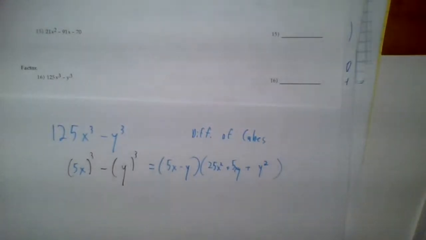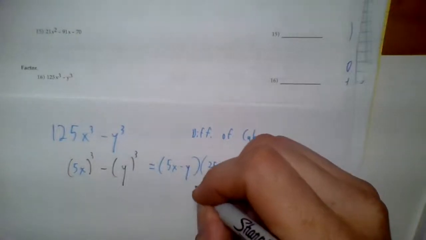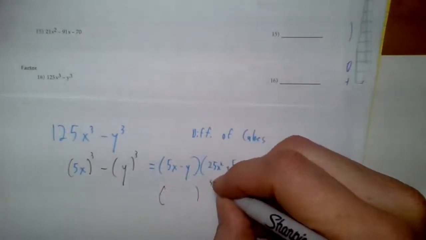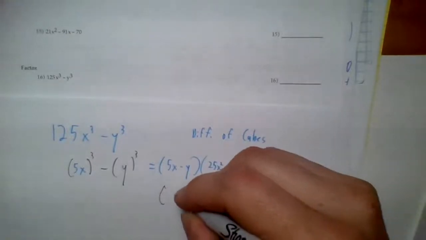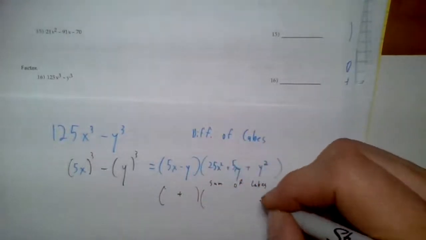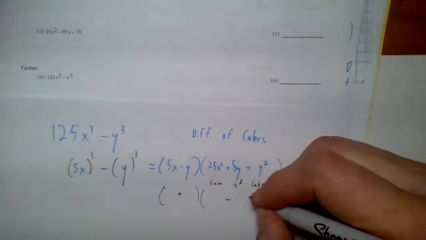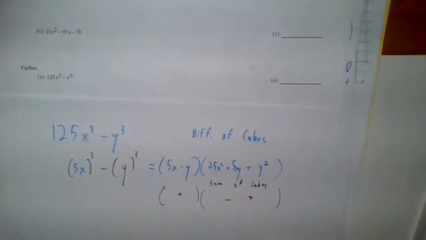So you should see something with a sum of cubes or difference of cubes on the test. The sum of cubes isn't much different. It's the same kind of pattern, except you have a plus there and a minus on this one. The squared terms are still plus, but that middle term ends up with a minus. That's the difference. If it was a sum of cubes, we'd be looking at that.